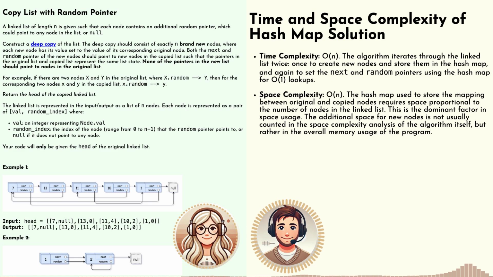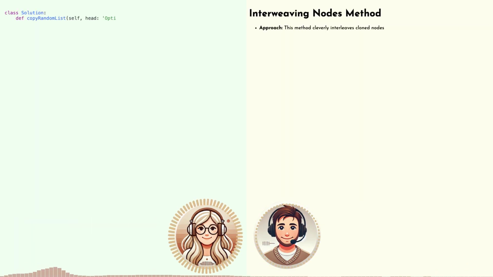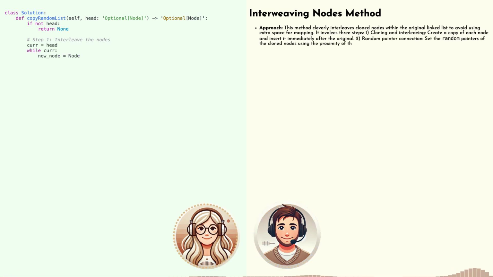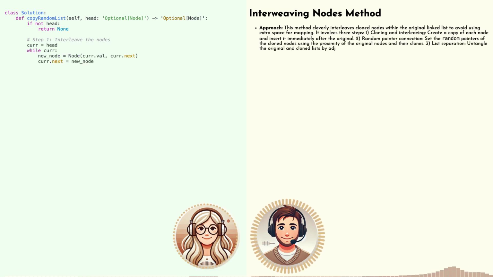Okay, so we've got a solution that's pretty clear. The time complexity is pretty good at O of n, but the trade-off is we are using extra memory with that hash map. So I'm curious, is there a way to do this using even less memory, maybe even constant space? There is actually a really clever way to solve this problem using only a constant amount of extra space, and it's called the interweaving nodes method. Interweaving nodes. Okay, I like the sound of that.